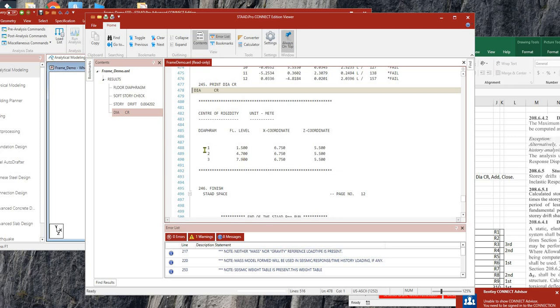level 1, that is the first floor beams. Ang coordinate ng diaphragm, ayan, 6.75 and then 5.5. Level 2, parehas lang. Level 3, parehas lang. So, basically, parang ang ating structure ay somewhat regular. Next. So, we will exit this.